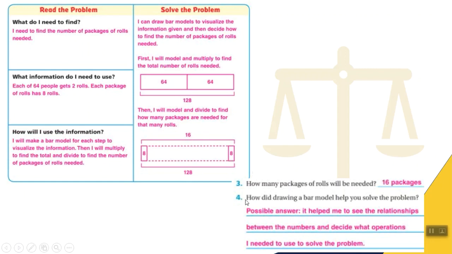So next, question 4. How did drawing a bar model help you solve the problem? Guys, check the bar model. Even if you don't want to do any division or multiplication, the bar model actually shows your operations. So it can help you see the relation between the numbers, so you can decide which operation you need to use to solve the problem. We use multiplication here and division in the last part.